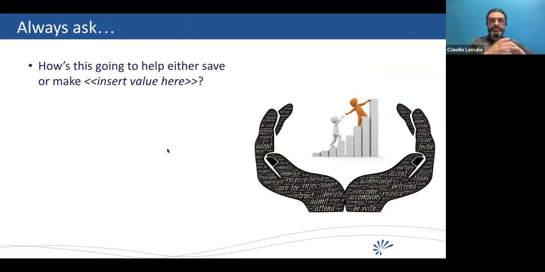So always ask, when you look at a user story, how is this going to either save or make, insert whatever value here. So if it's a for-profit type of business, how is it going to either save money or make money? If it's maybe a nonprofit, you could say, how is this going to help to either save lives or make for better lives? Whatever that value is, the user story has to link directly back to that. If it has no connection to that, then there's no purpose in it being there.